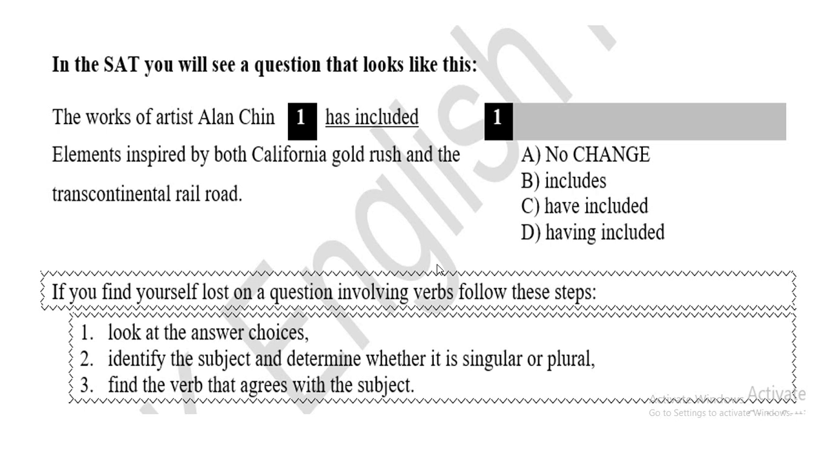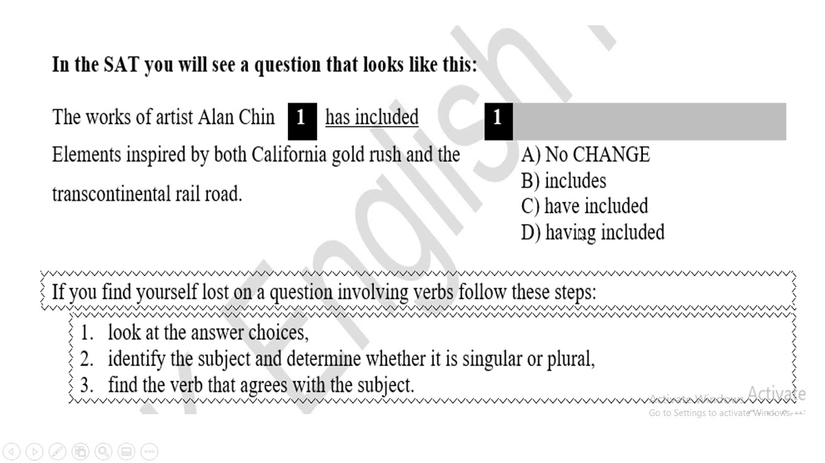On the SAT, you will find questions like this. You will see this form or this type of question. So what are you going to do first? The first thing is that you will look at the answer choices that you have on the right side. We usually have no change, and then we have 3 other choices. So first, look at the answer choices.